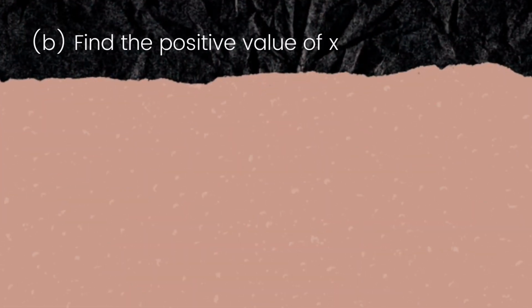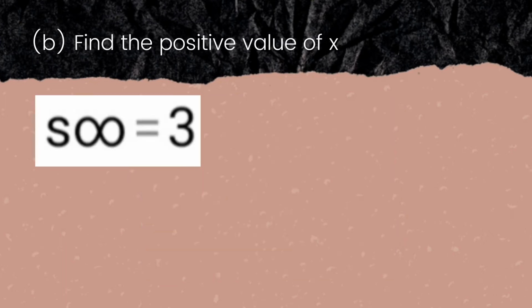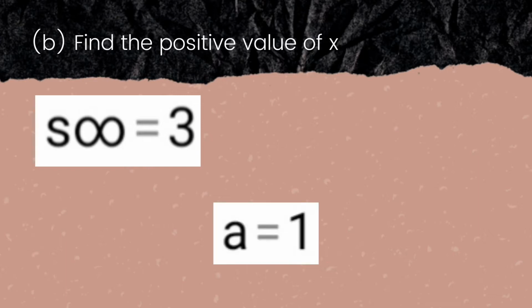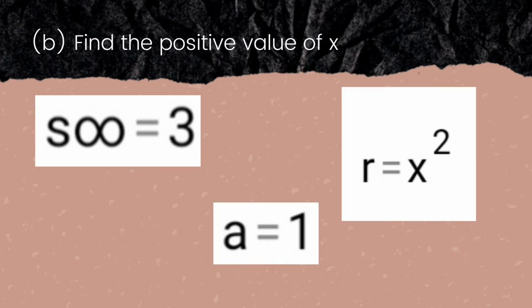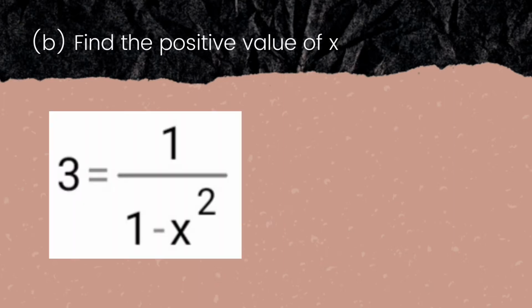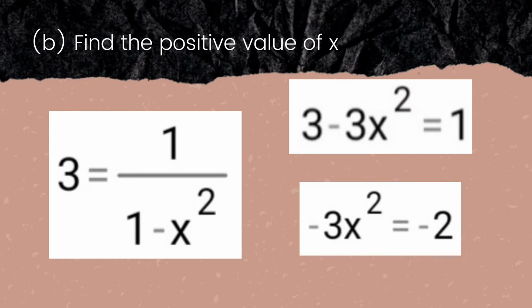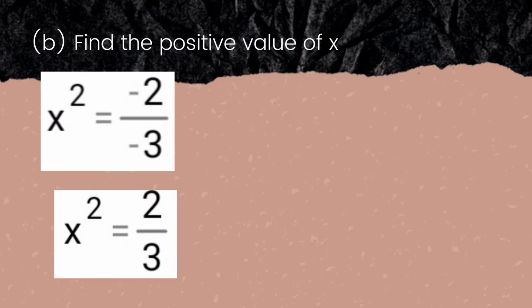For the next question, we need to find the positive value of x. We can find it by using the formula S infinity equal to a over 1 minus r. From the question, we know that S infinity is equal to 3 and a is 1, as a represents the first term. And we also know that r is x squared. So all we have to do now is substitute the information into the formula and we will get 3 is equal to 1 over 1 minus x squared. And then we will proceed the calculation until we get x as the subject of the formula.